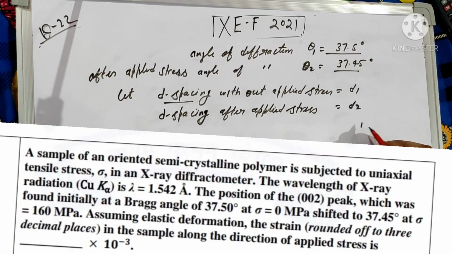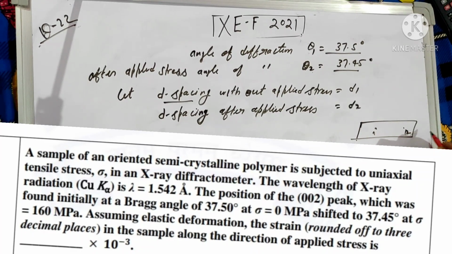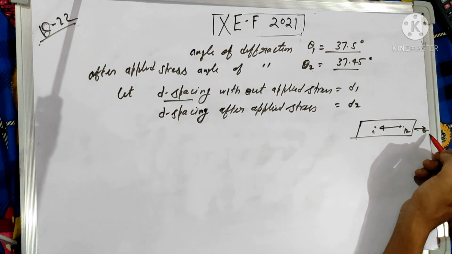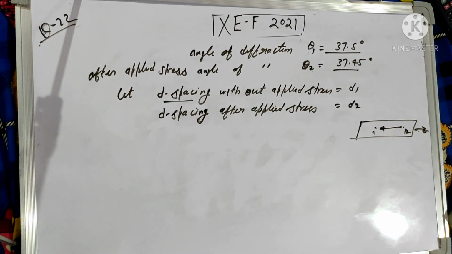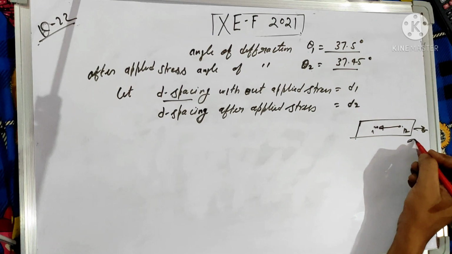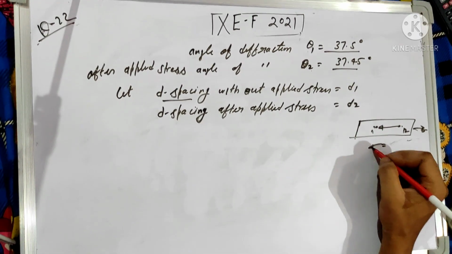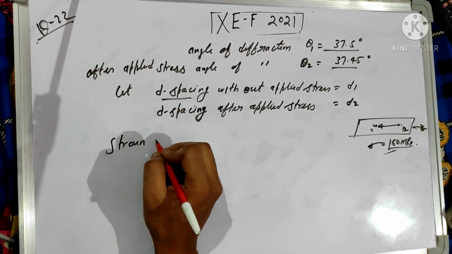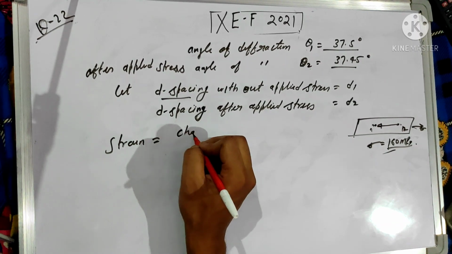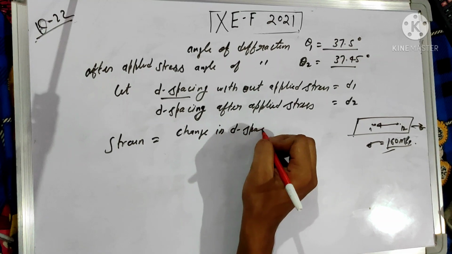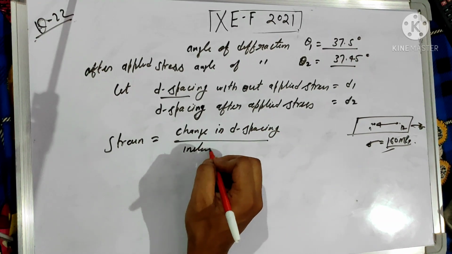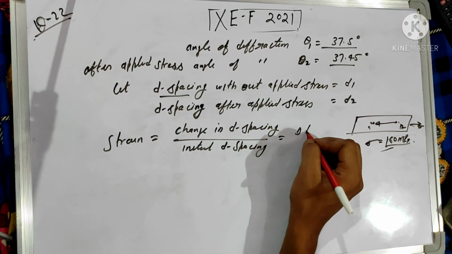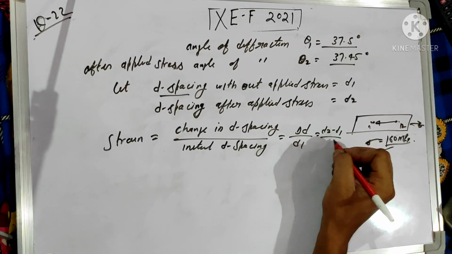D spacing means distance between two molecules, let molecules 1 and molecules 2, and applied stress sigma. This D spacing is measured by XRD before applied stress and after applied stress. When the stress is applied to the polymeric sample, the D spacing between the molecules changes, and sigma is given as 160 megapascal. Now strain produced in the polymeric matrix is equal to change in D spacing divided by initial D spacing. That means delta D divided by D1 is equal to D2 minus D1 divided by D1.